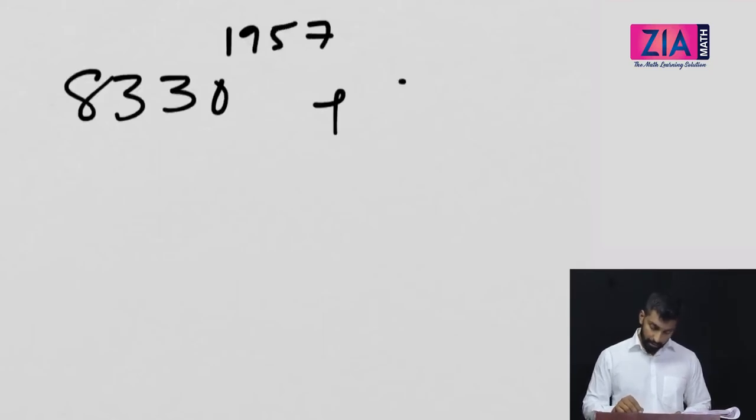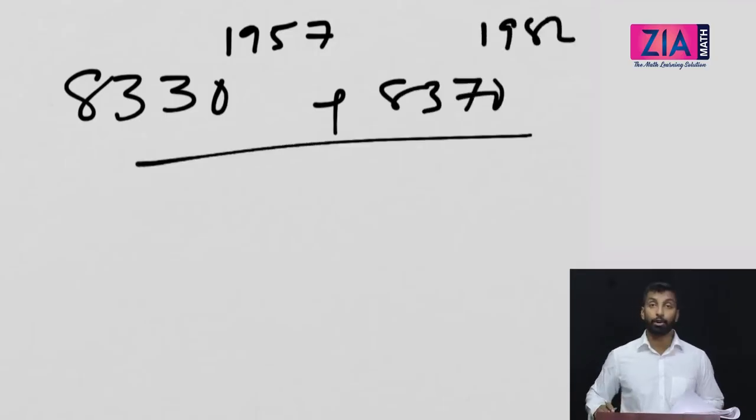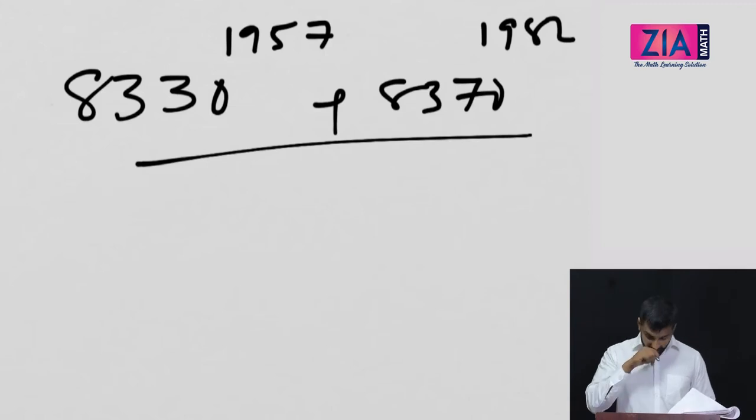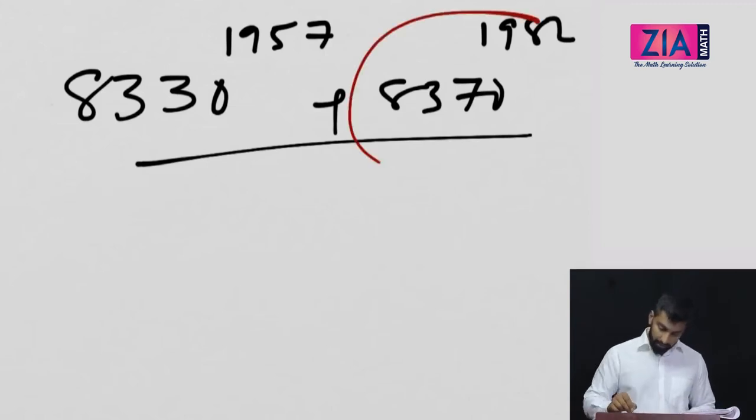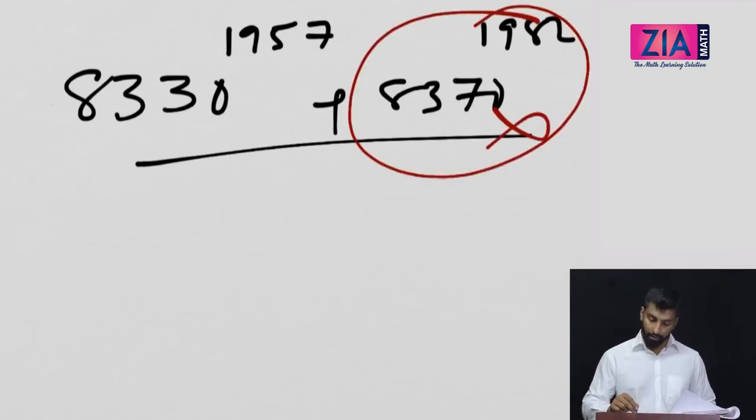Now will you solve it? What they are asking us, 8330 raised to 1957 plus 8370 raised to 1982. What is the last non-zero digit, right? So how will you find the last non-zero digit? Now tell me whether this number is important for you. No, this is not important, because if you see the power, you can understand that this number will have more number of zeros. Okay, so see, it will be like this.